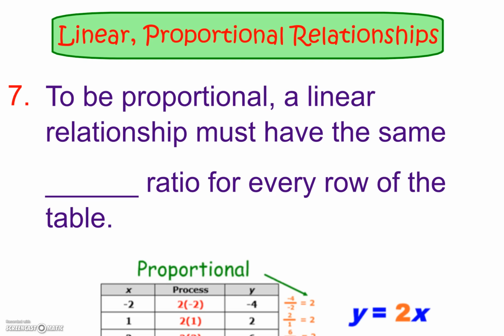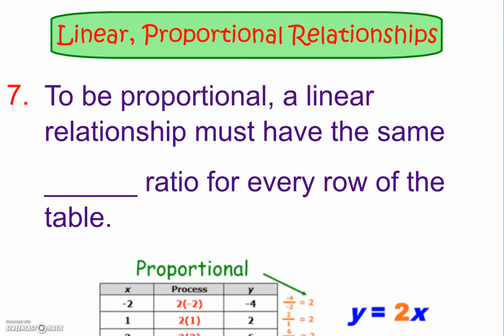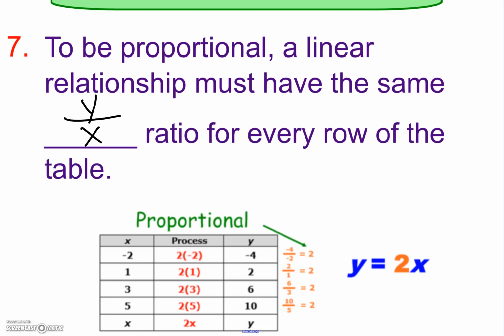To be proportional, a linear relationship must have the same y divided by x ratio for every row of the table. So if you look at the table, -4 divided by -2 got you 2. 2 divided by 1 got you 2. 6 divided by 3 gets you 2, and so forth.